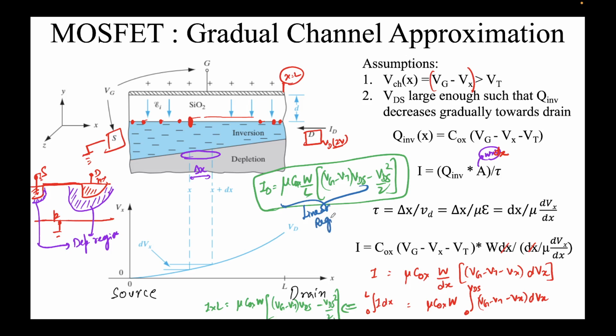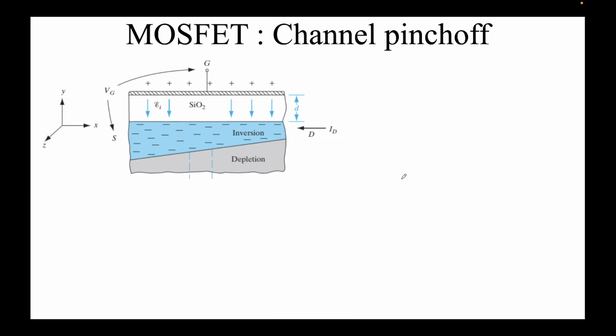In the linear region, the approximation was VDS is very small. So if I put VDS very small, this term gets neglected. So this term that you see already incorporates the linear region expression. From the competitive exam point of view, no need to remember the expression for linear region, just remember this expression.